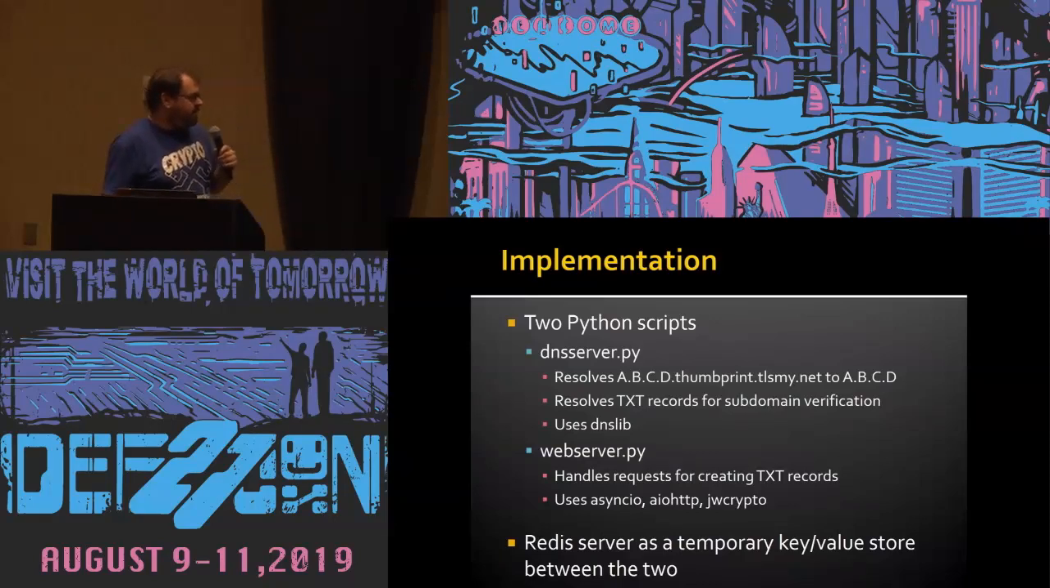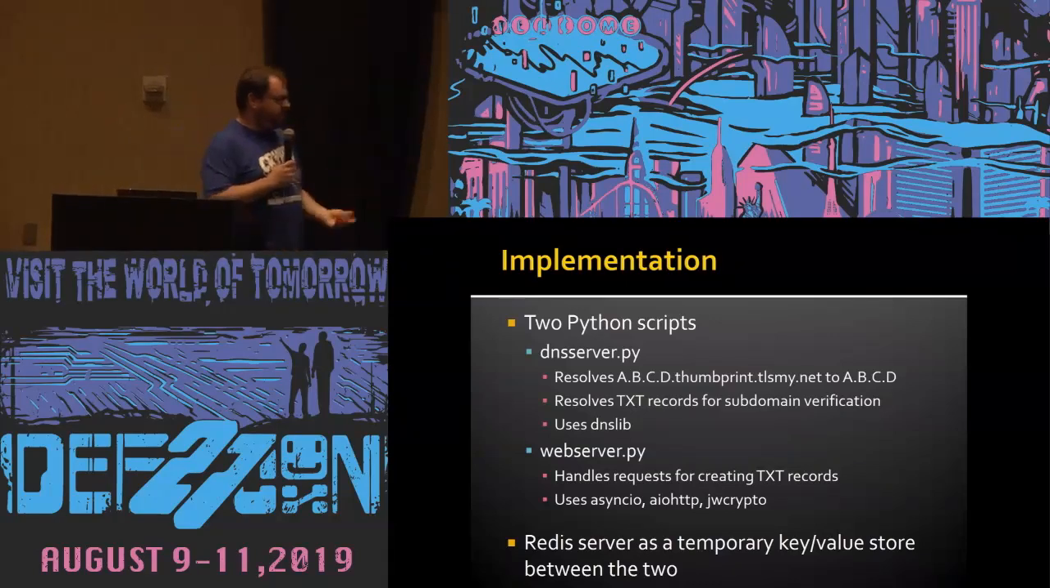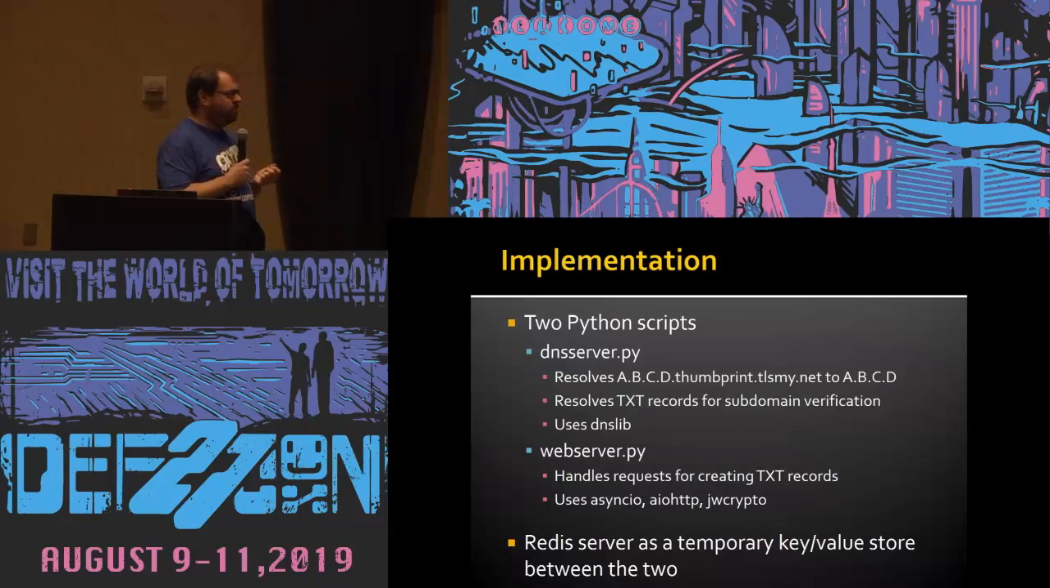And so the nice thing here is that really there doesn't need to be any state that you actually store on the server. You just need the key value store long enough to do the domain verification. You don't need accounts because those are automatically proven by using the public private key pairs. Resolving an IP address is straightforward.